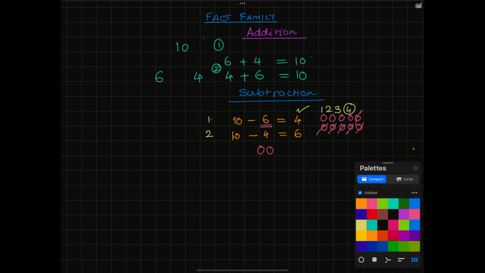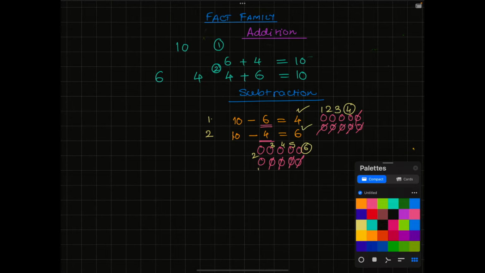1, 2, 3, 4, and 5, 6, 7, 8, 9, and 10. We are going to strike out 4 objects: 1, 2, 3, and 4. Let's count the remaining ones to double check the answer: 1, 2, 3, 4, 5, and 6.